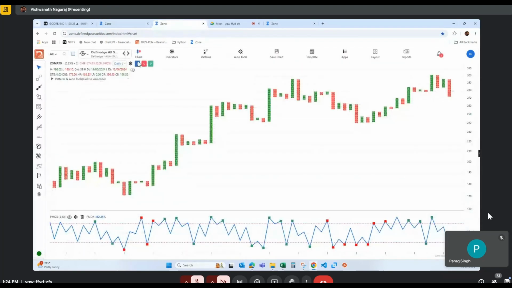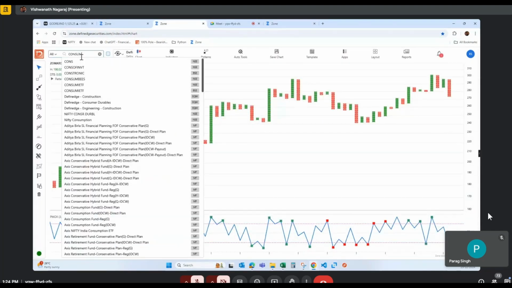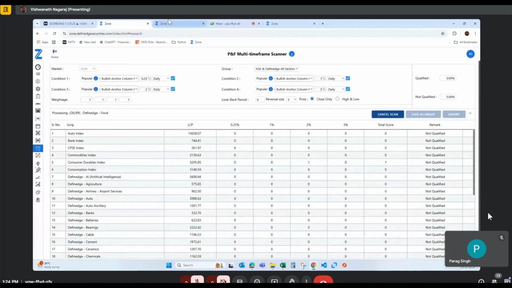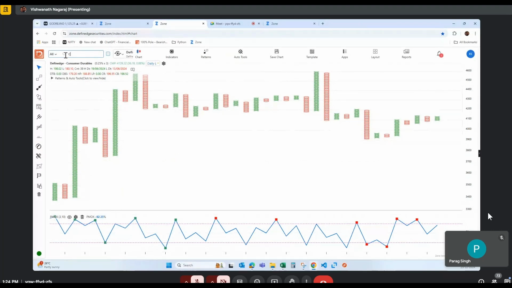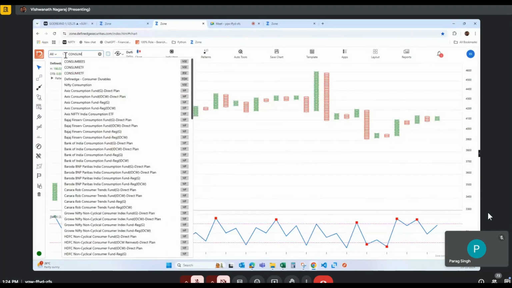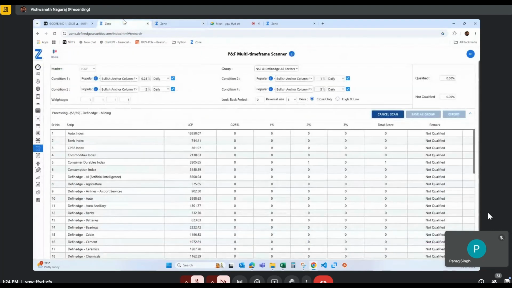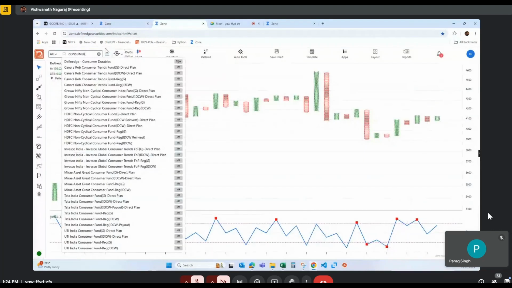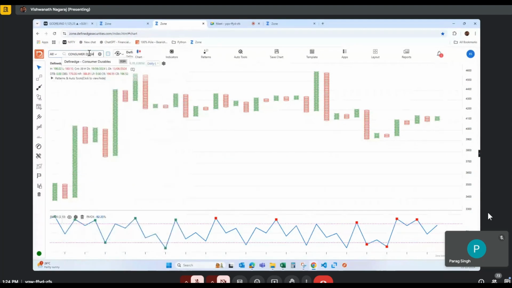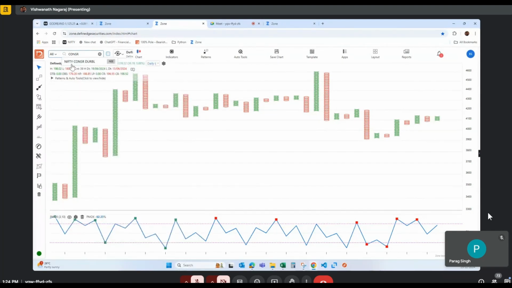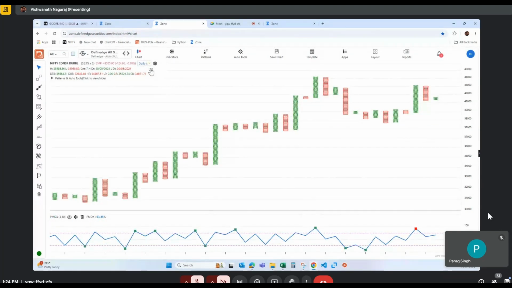Okay, let me open consumer durables. Is it Define Edge or no? Consumer durables index. Consumer. No, I think it is the spelling. Consumer durables index. CONSR, DRBLs, yes. And they're saying this is at 2%.